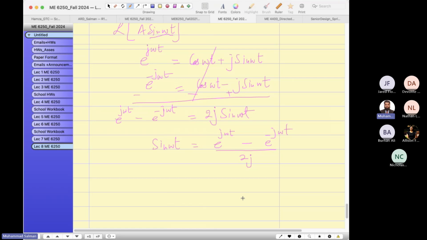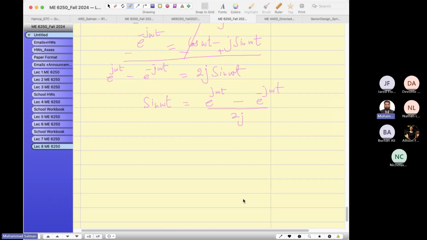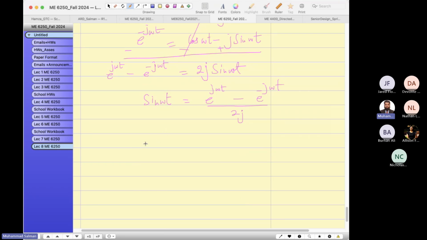So now it is in the form of exponent. It is very convenient for us to use the formula. So let's use the formula here. Integral from 0 to infinity. Let's use this 1 over 2j outside. And suppose this is f of s, e to the j omega t.